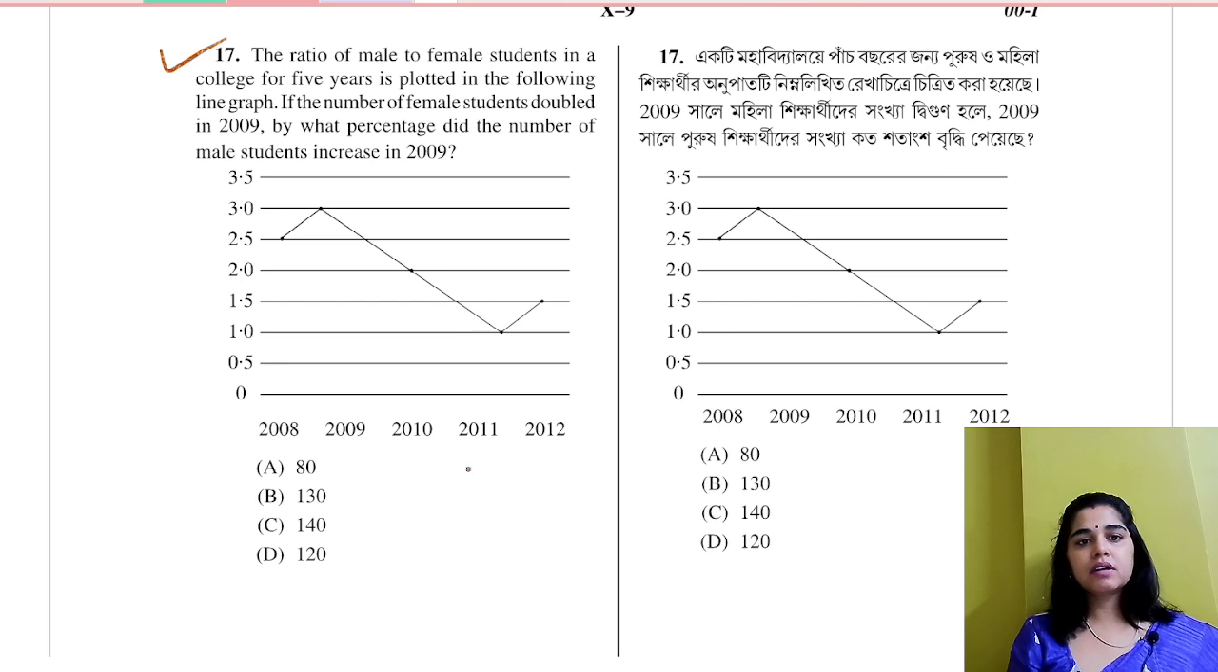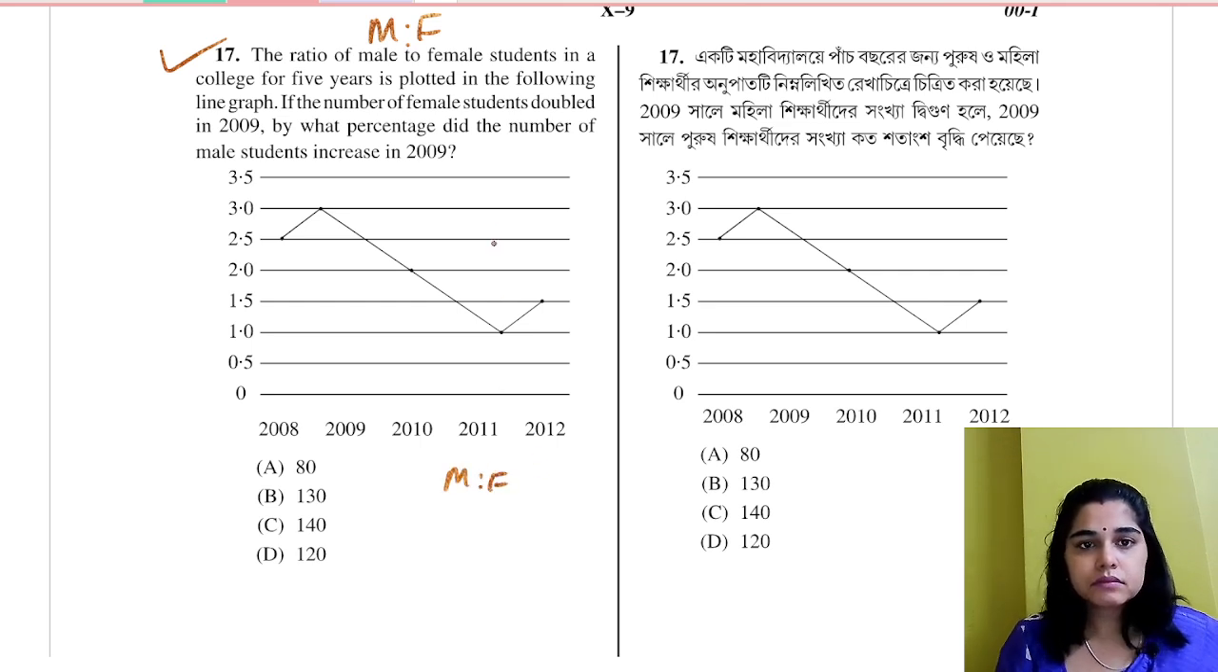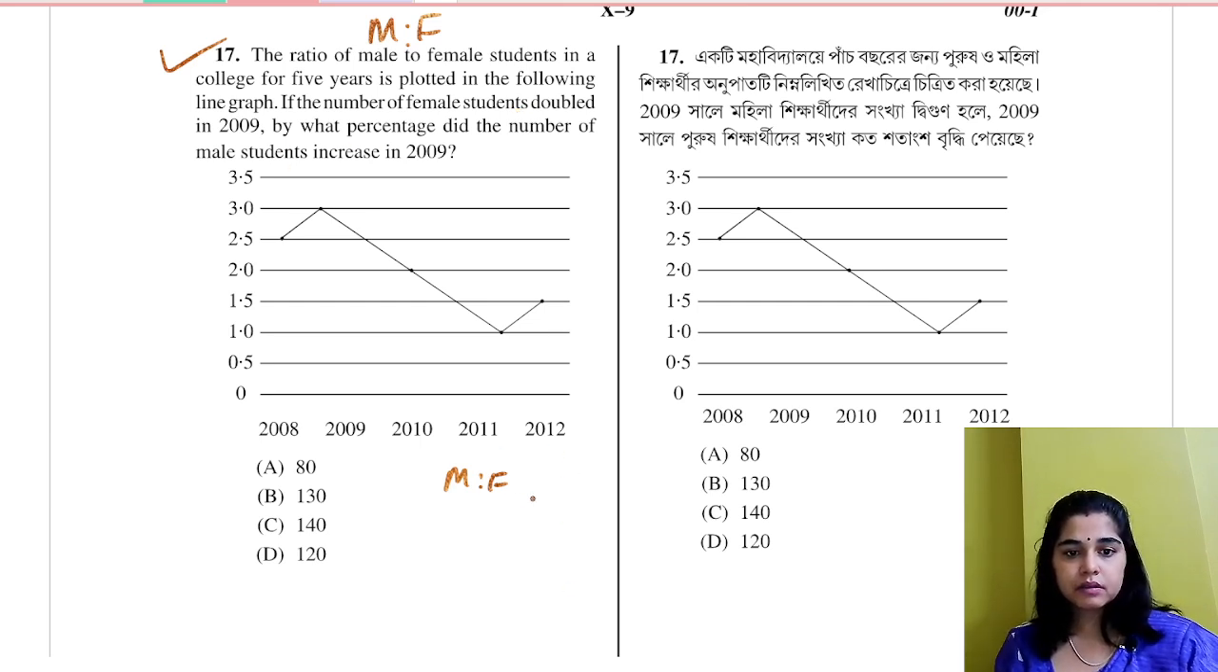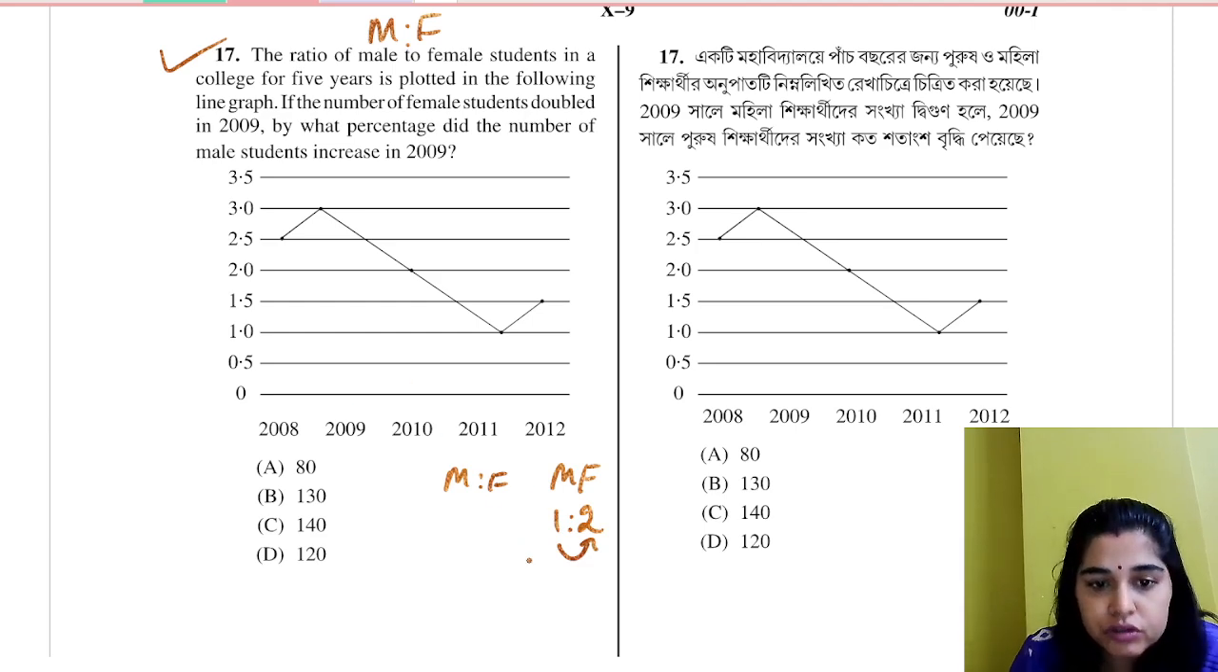They said something interesting: if the number of female students double in 2009. So here, what is first? The ratio of male to female. They are asking about male to female. First is male and then female. This was for 5 years. And if the number of female students double, the number of females will be double. So they said male, female. Who will double? Female will be double. This will be single, and this will be double, as per their question. So what?